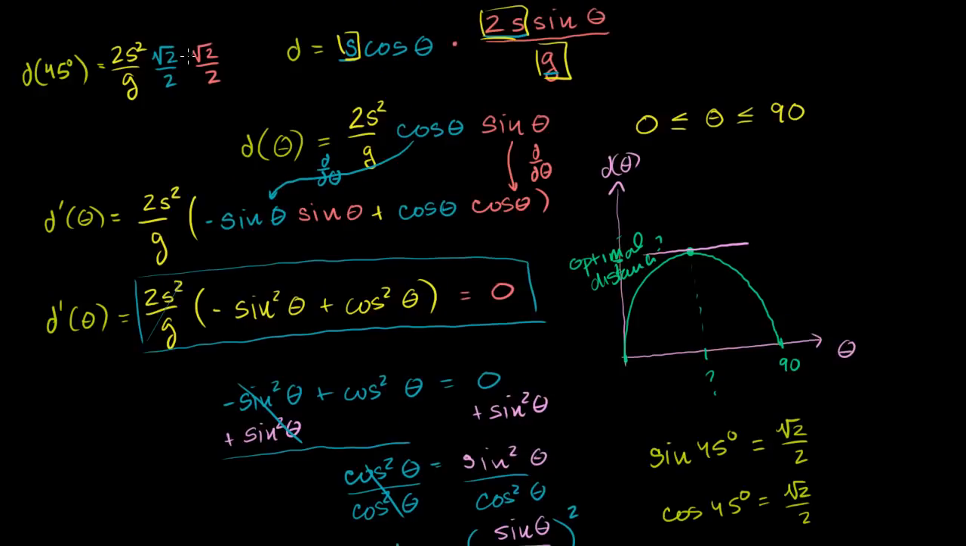So the square root of 2 times the square root of 2 is 2. This 2 cancels out with that 2, and then this 2 cancels out with this 2. So the optimal distance you travel at 45 degrees, all we're left with is s squared over g, assuming no air resistance, kind of an ideal circumstance. But no matter what planet you're on, how fast you do it, the best angle is always 45 degrees, assuming no air resistance. And if you do it on that best angle, you're going to travel s squared over g.